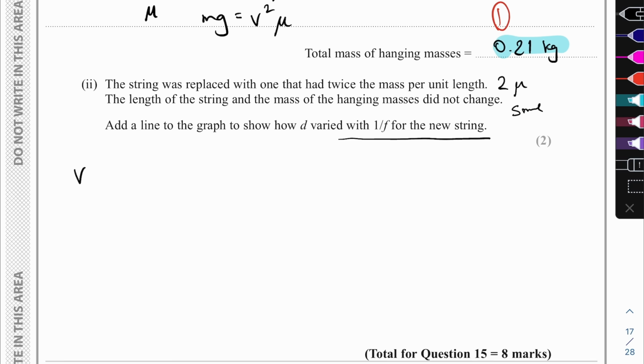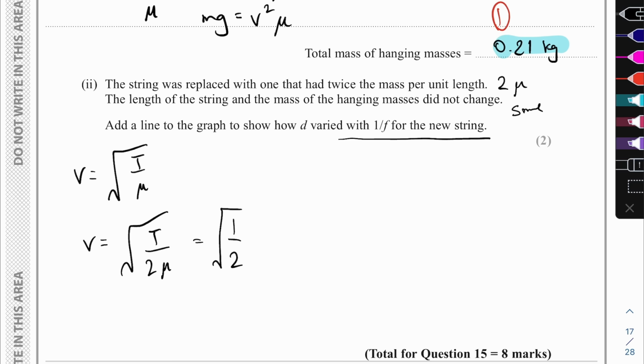So we know that v equals root T over mu. Now we have a new mu. Now it's v equals root of T over 2 mu. I want to take this 2 out. If I take it out, what happens? If we take the 2 out, it becomes a half. And because we're taking it out of the square root, we still have to square root it.